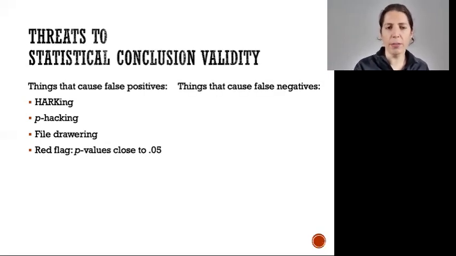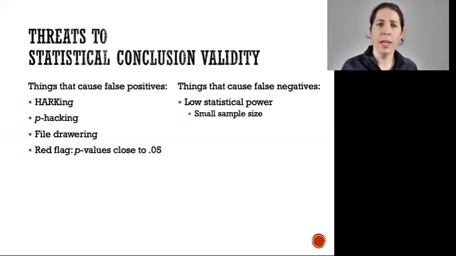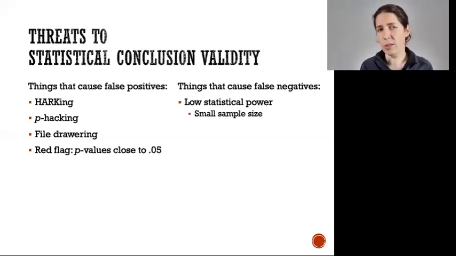What about false negatives? The main thing that causes a false negative is a small sample size. So small sample size can mean different things in different contexts. It depends on the types of effects you're studying. And sample size could be the number of participants you have in your study, but it could also just be the number of observations or trials collected on each participant. So this really has to be evaluated in a context-specific way, but a small number of observations can be problematic for false negative reasons.